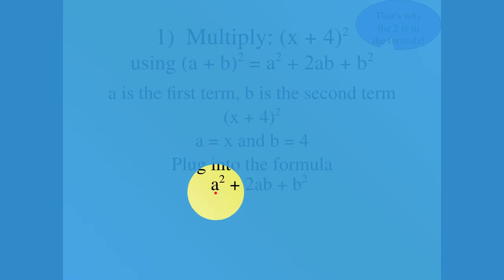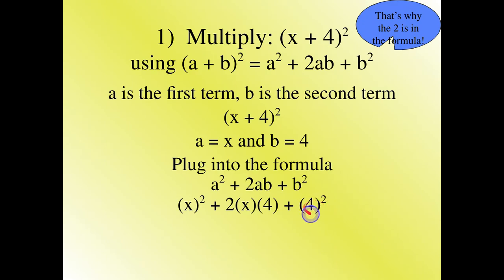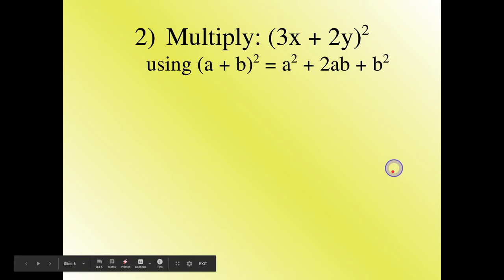So plug it into the formula. Here's my formula. I'm going to plug in my x for my a and my 4 for my b. So I have x squared, there's my a squared, plus that 2 is a constant, that stays there. What is my a? My a is my x times 4, which is my b, plus my b squared, which is 4 squared. When you multiply that out, x squared plus 8x plus 16. It's simple enough for me because I've done this over and over again, but plugging it into the formula is going to help you do this.